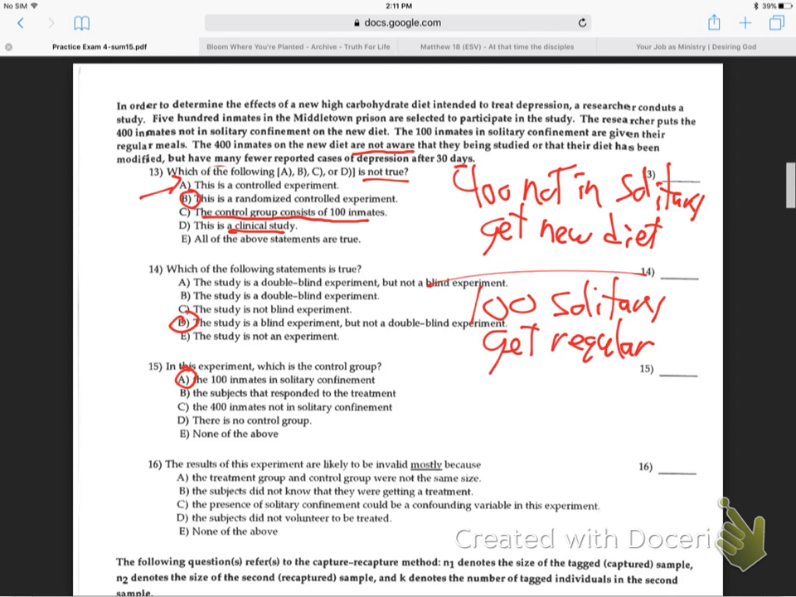16. The results of this experiment are likely to be invalid, mostly because the treatment group subjects did not know the presence of solitary confinement. Absolutely. Could be a confounding variable. That's craziness, right? All right, let's move on.